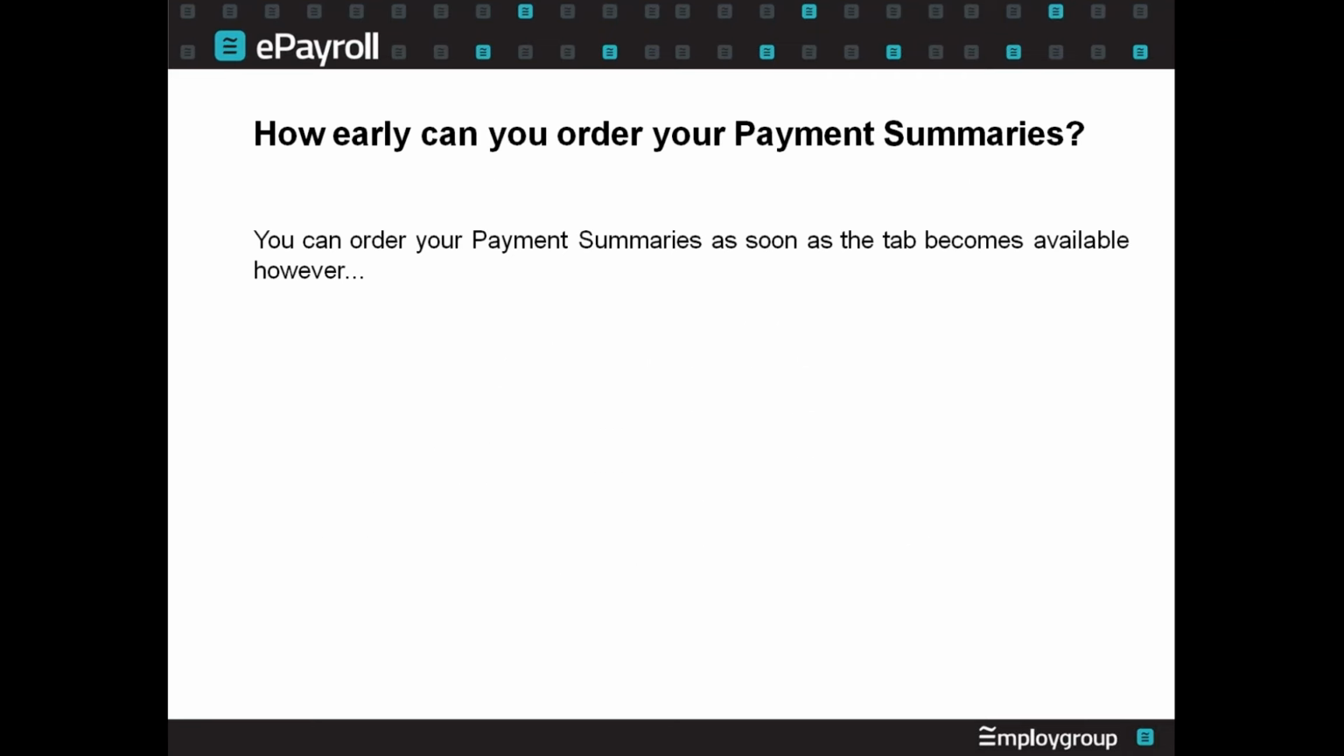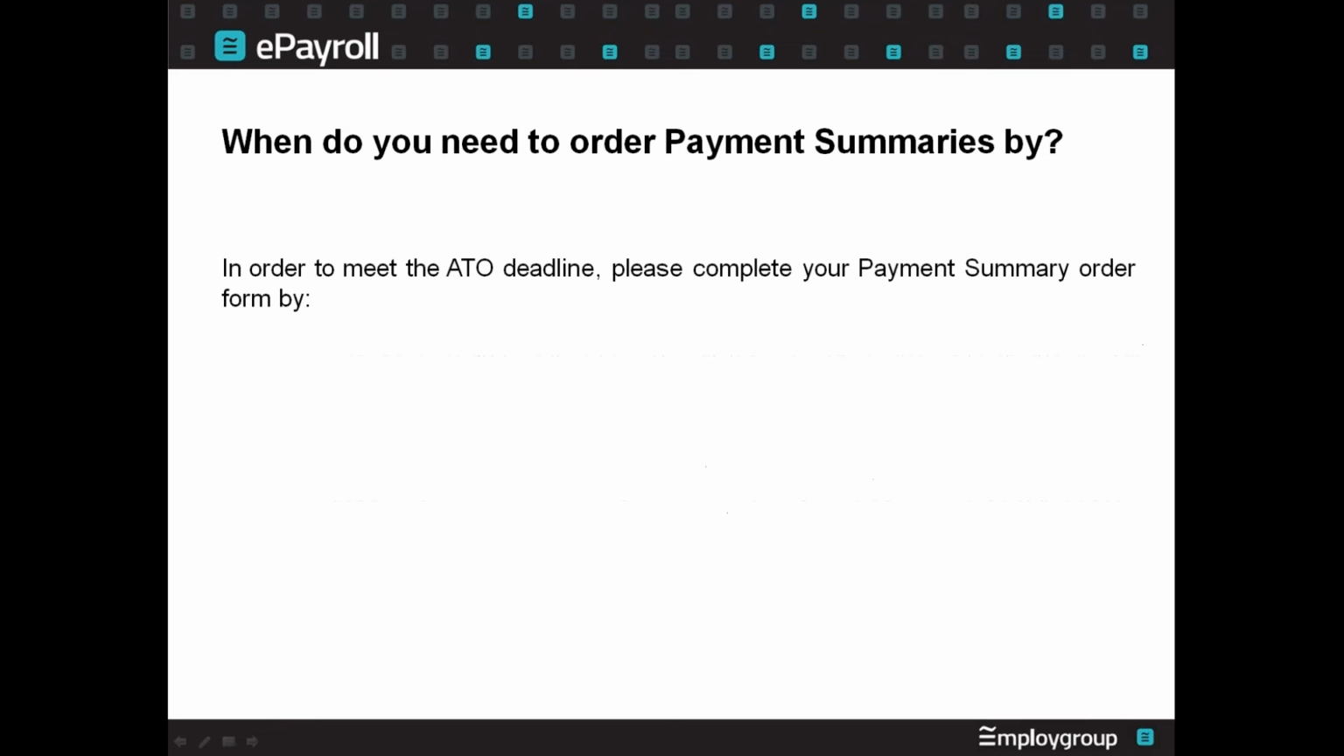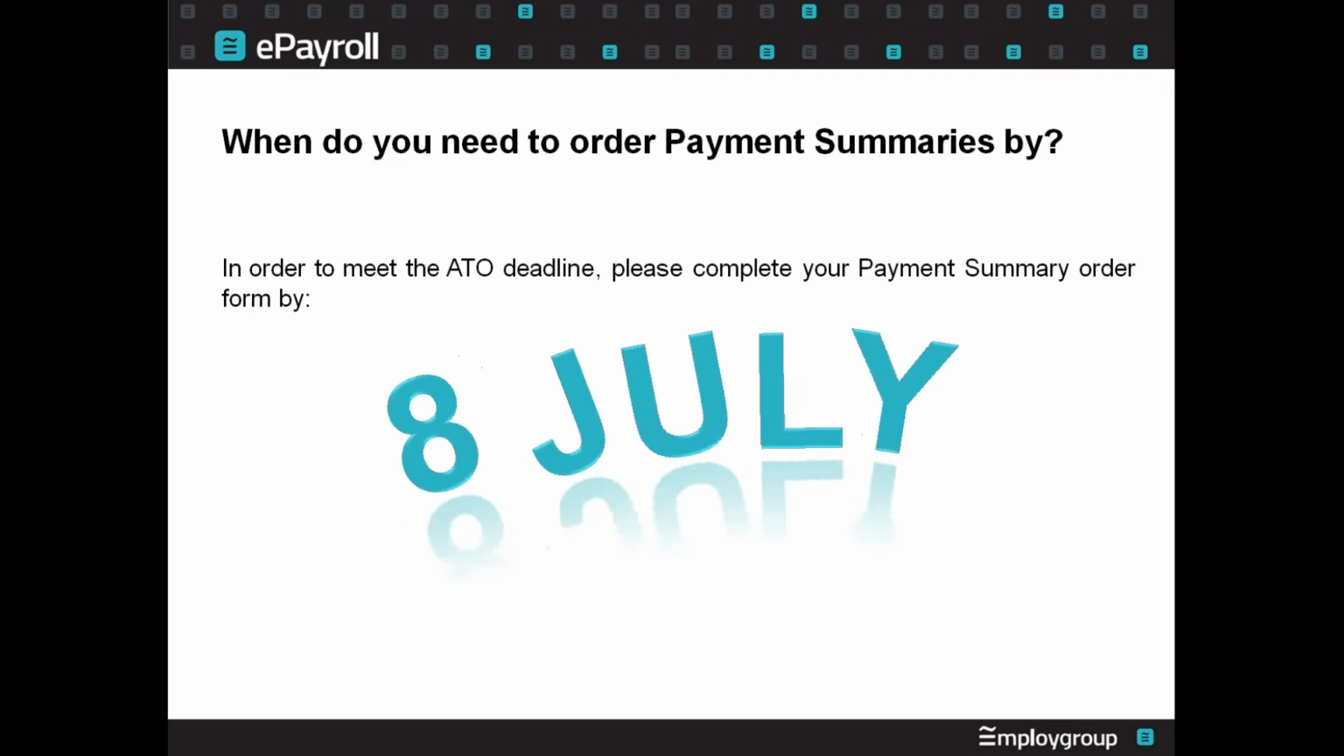So how early can you order your payment summaries? You can order your payment summaries as soon as the tab becomes available. However, please wait until you've run the last payroll for the 2016 financial year and make sure you have checked and agree with the details in the reports at step 1, 2, and 3 of the payment summary process. Now, in order to meet the ATO deadline, please complete your payment summary order form by the 8th of July.